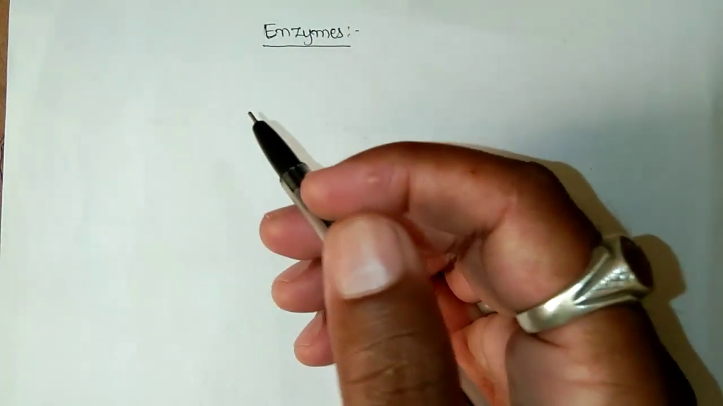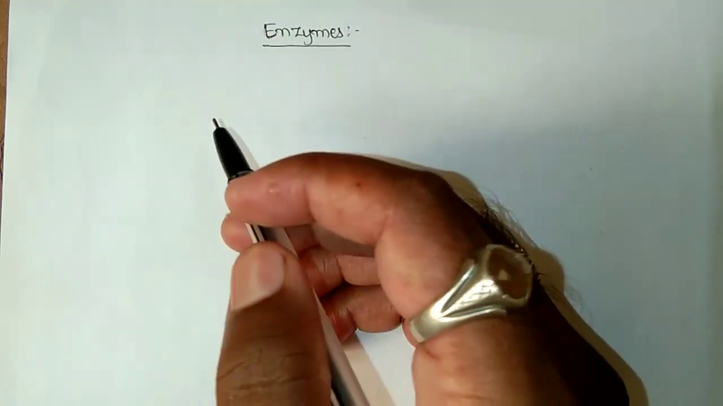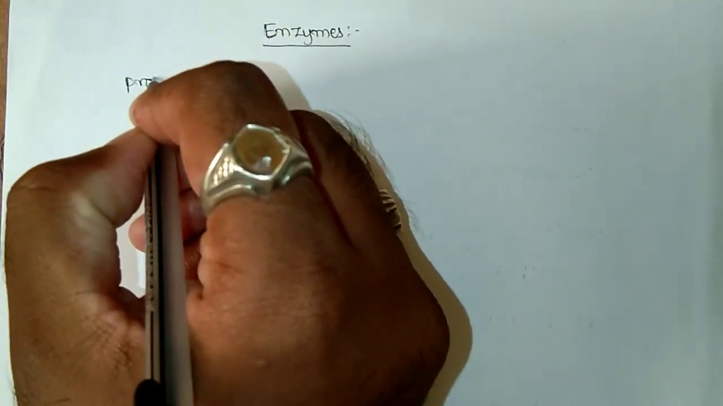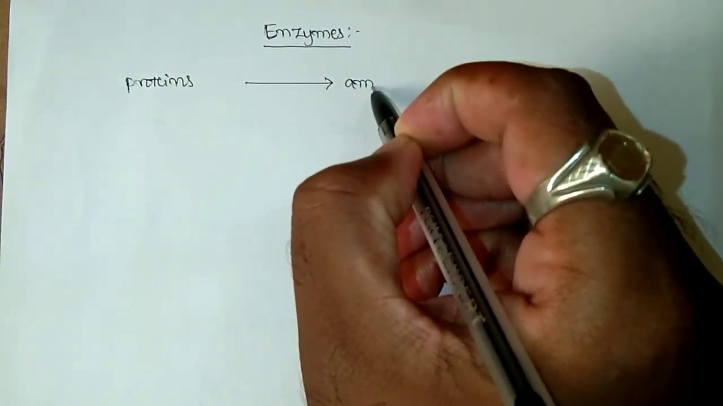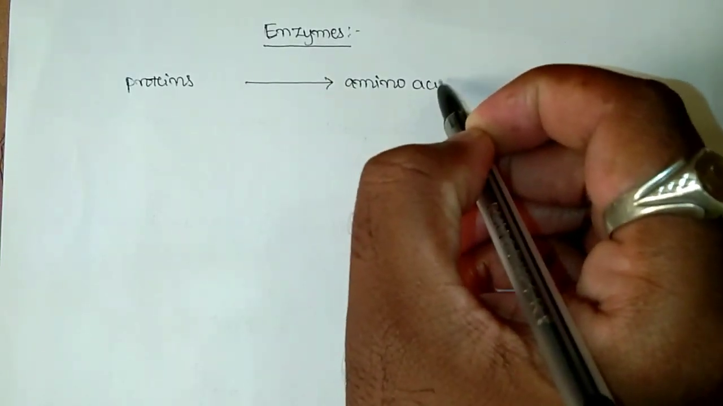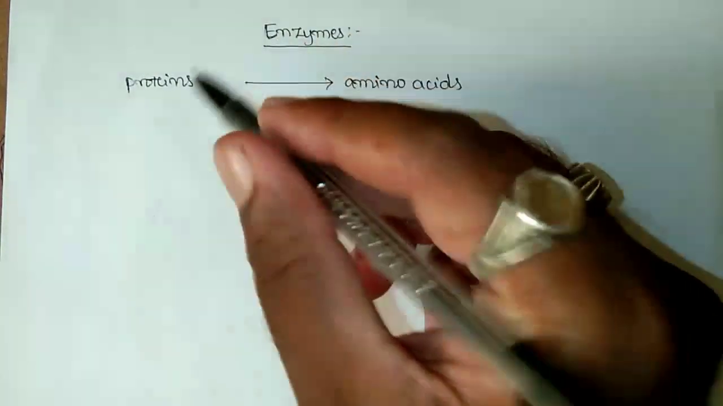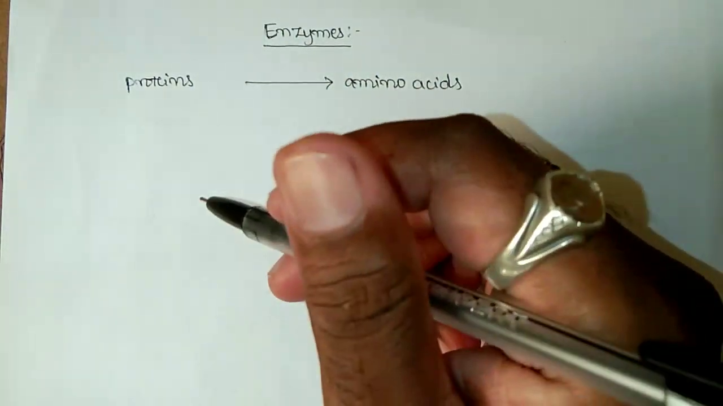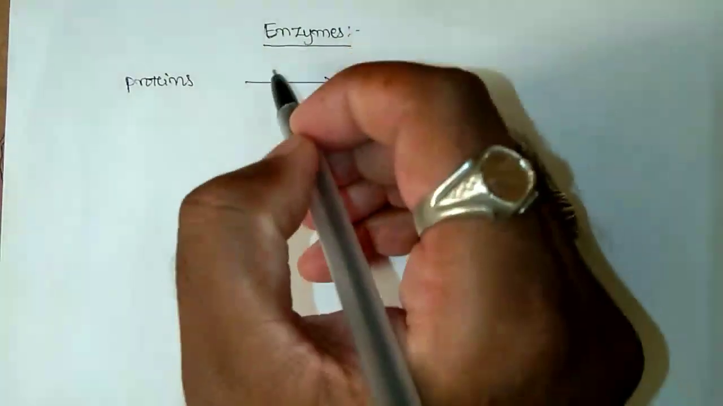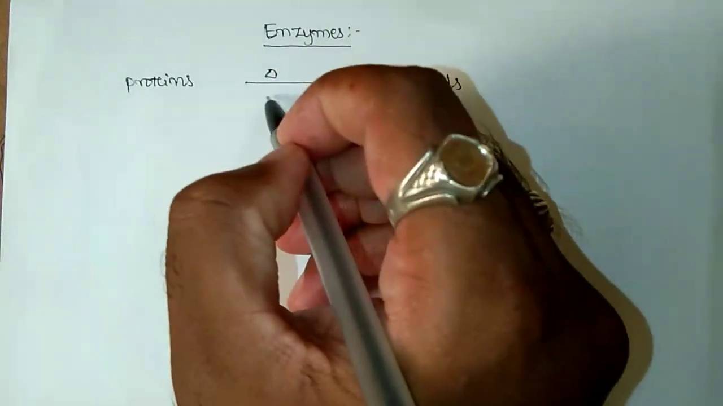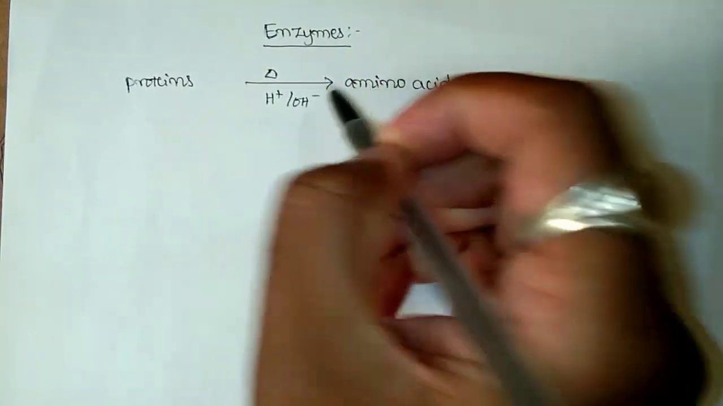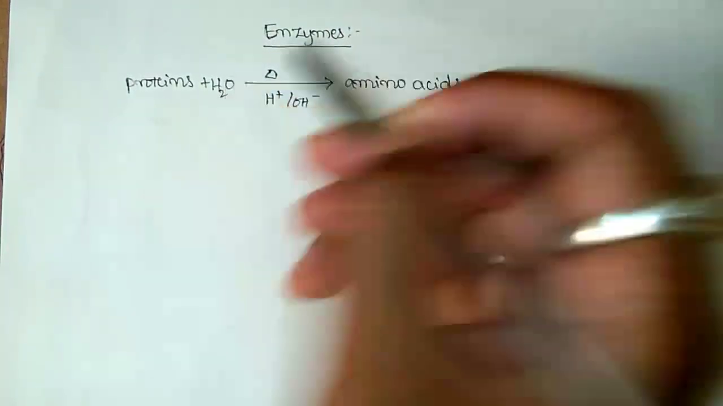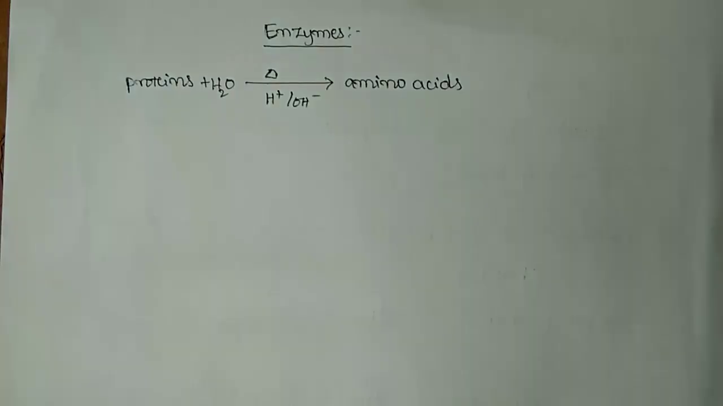Say for example, if you consider the hydrolysis of proteins into amino acids. For the process of hydrolysis of proteins into amino acids, if you want to conduct the same outside the cell, they are supposed to be heated for several hours in presence of chemicals such as either acids or alkalis. So it's a more laborious and more time consuming process, that is the hydrolysis of proteins into amino acids.